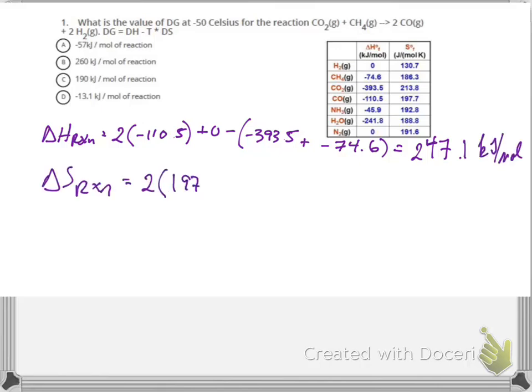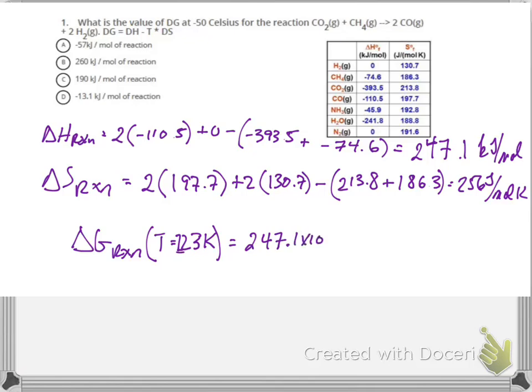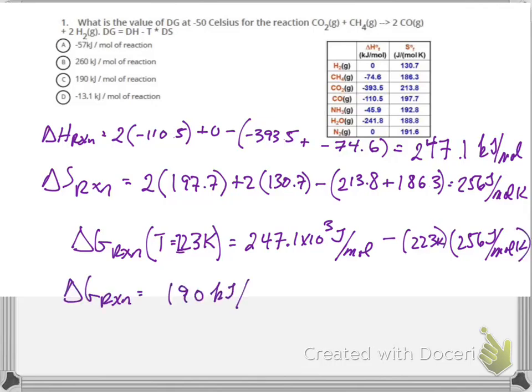For delta S, we do the same thing. We sum up all of the entropy contributions from the products, keep in mind the coefficients for each one, and then we subtract the sum of the reactants. We do that, we get 256 joules per mole Kelvin. Delta G can be calculated at the temperature 223 Kelvin, which was specified. You do not want to put in minus 50. You want to put in the temperature in Kelvin. And at that temperature, delta H minus T delta S looks like this. You calculate it, and you should get about 190 kilojoules per mole, which would be C.